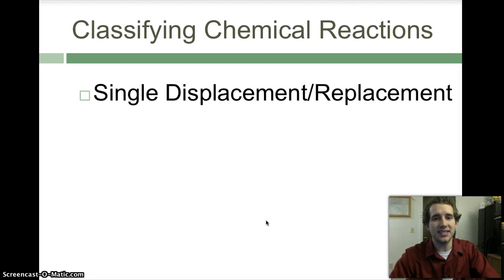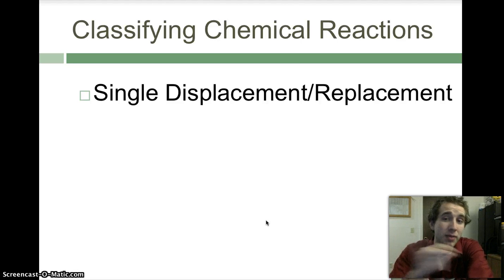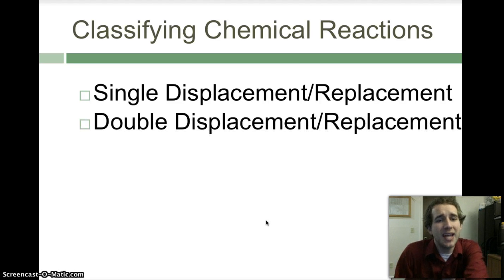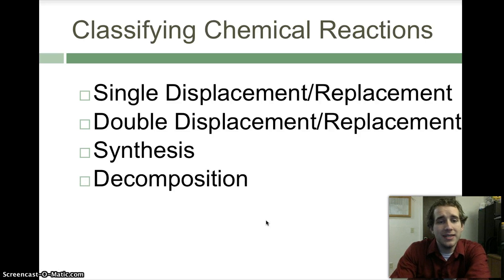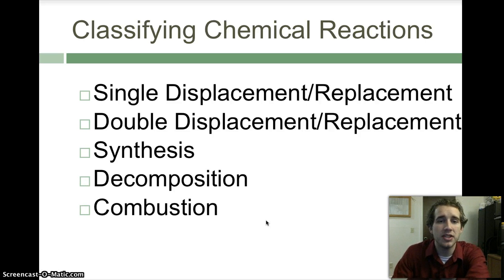Our first type, single displacement reactions. Single displacement. Remember that, type 1, single displacement. Sometimes it could be replaced with single replacement, but we're going to use single displacement. Second type, double displacement, a little bit different than single displacement, obviously, a little more going on there. Our next type is synthesis, followed by decomposition, followed by combustion. There are 5 types of chemical reactions. All of the reactions that we see in the lab can be broken into these 5 general categories.